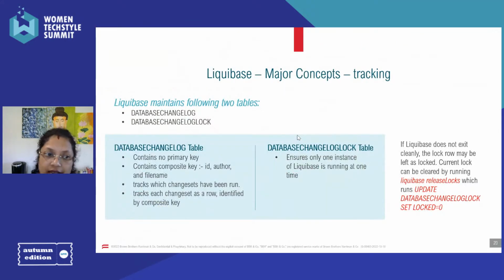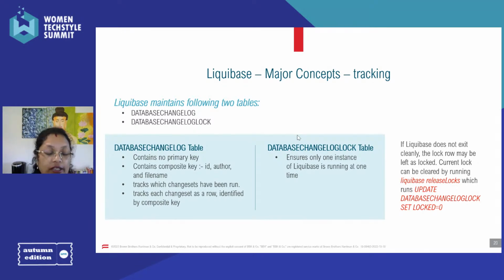Now, what is tracking? Liquibase maintains two tables: database change log and database change log lock. What does the change log table have? It contains no primary key. It does contain a composite key made out of ID, author, and file name, and it does track which change sets have been run or managed by Liquibase.